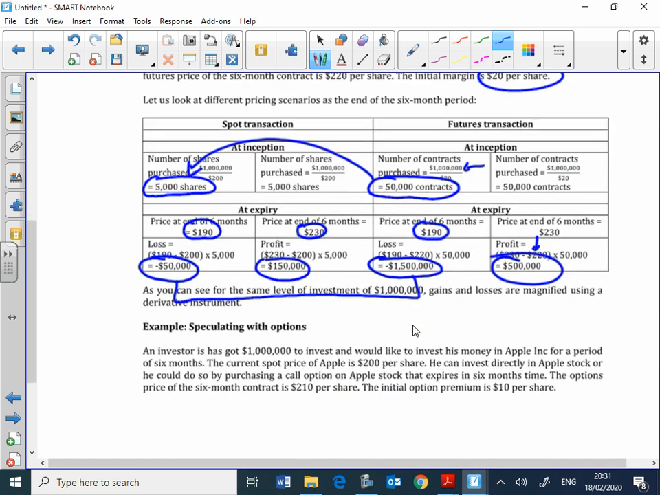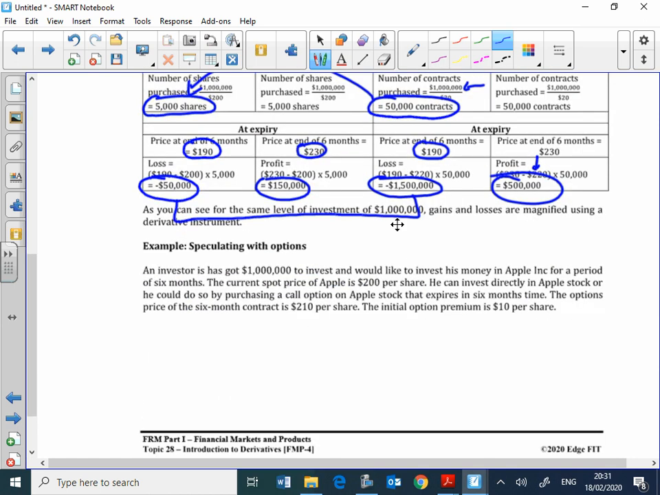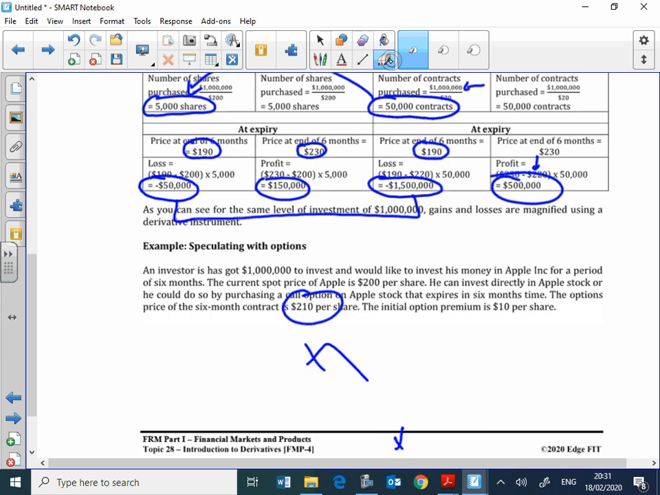Okay. Let's look at options now. Same story, guys. Nothing's changed. The only thing I've got over here, the options price is 210. That's my X. Am I right? So X. Oops. Mess.